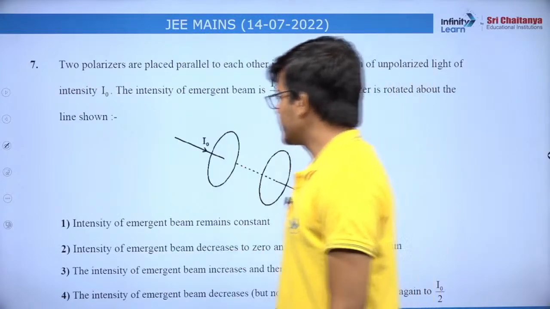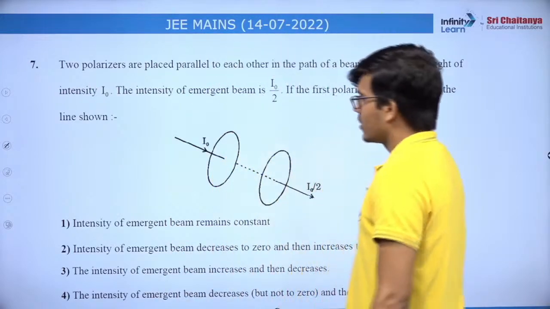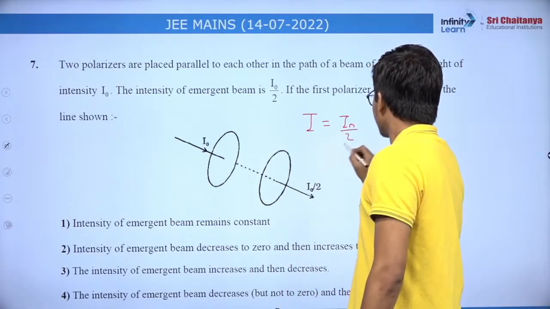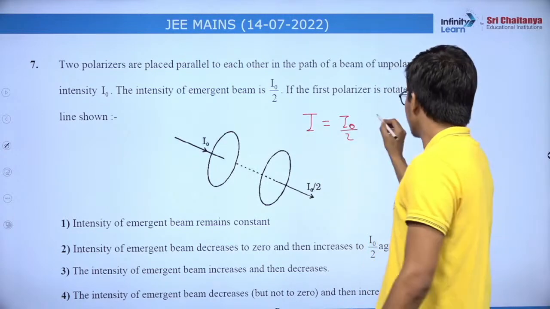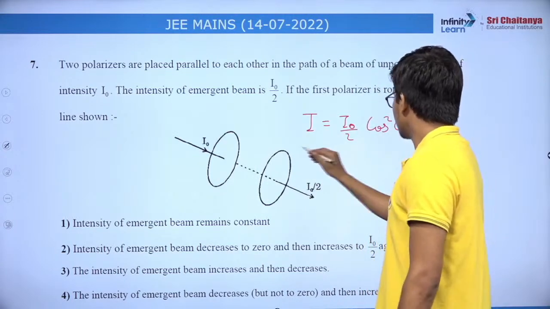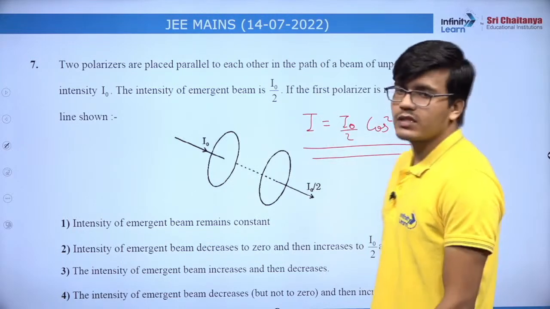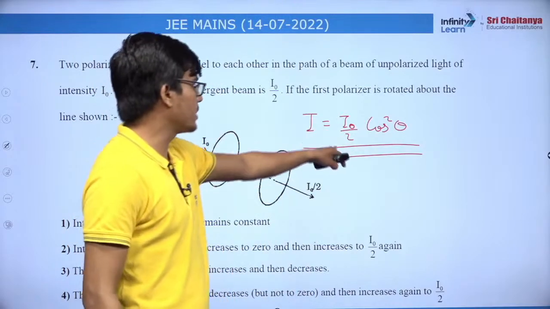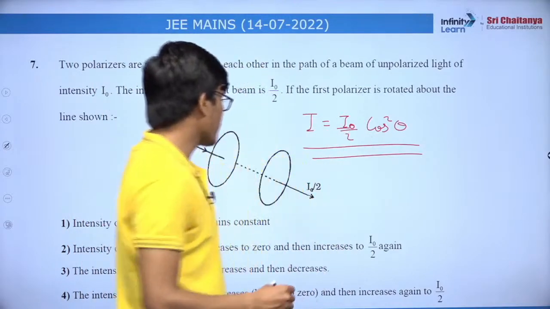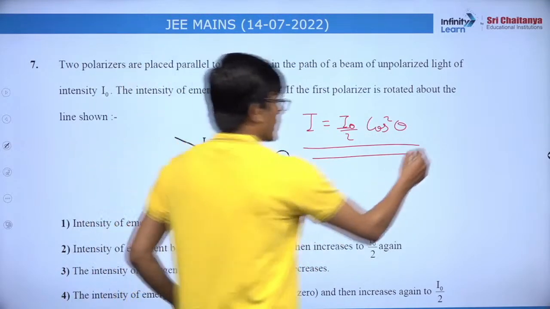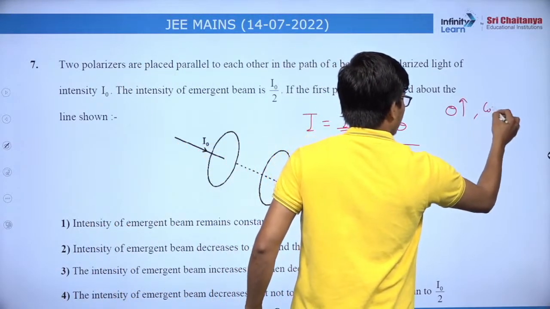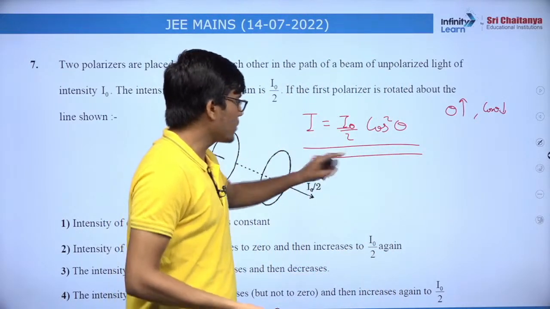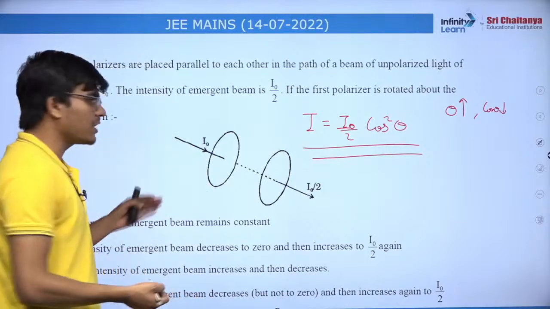Okay, moving ahead. This is a question from Malus law. If polarized light of intensity I naught by 2 is passed through an analyzer at angle theta, then the final intensity is I naught by 2 into cos square theta. Now imagine theta is increasing. Cos theta will decrease, so cos square theta will also decrease, and the intensity will decrease from I naught by 2.